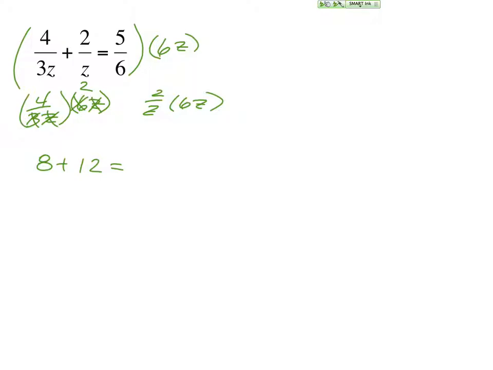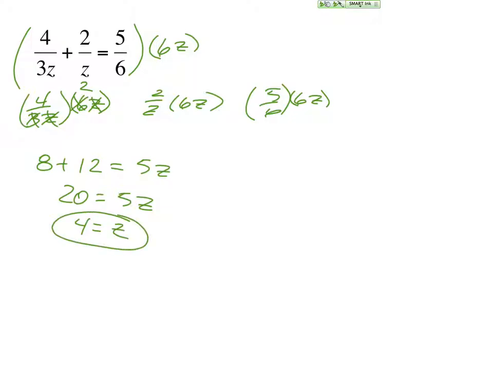Now on the other one, I have 5 over 6 times 6z. What cancels there? The 6, and it leaves me with 5z. So we're getting a common denominator and multiplying by it, and if you do it correctly, there should not be any more denominators. Now I've got something pretty easy to solve. We put the 8 and the 12 together, we get 20, and we divide. I get z equals 4.